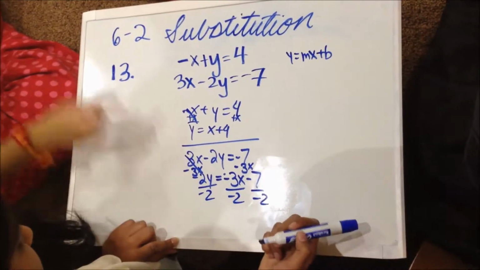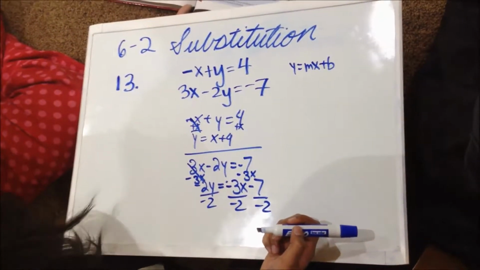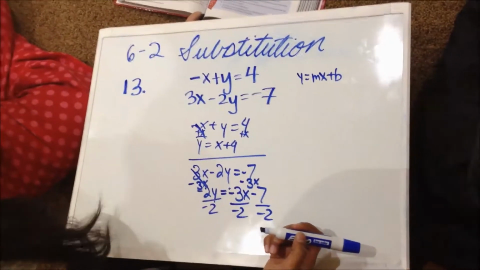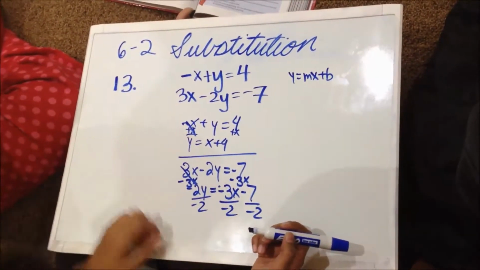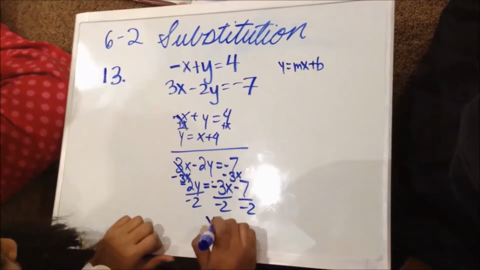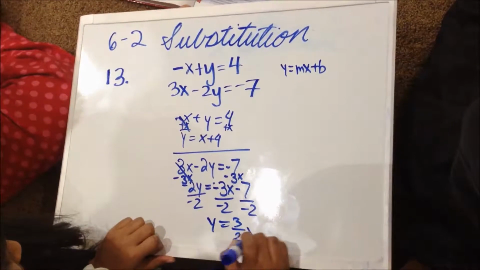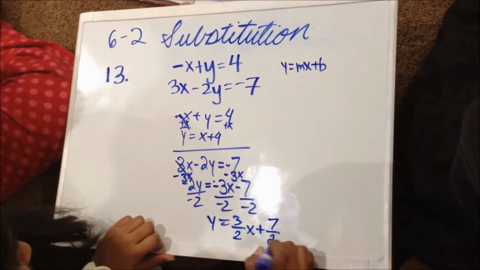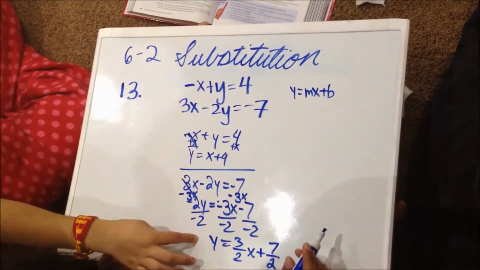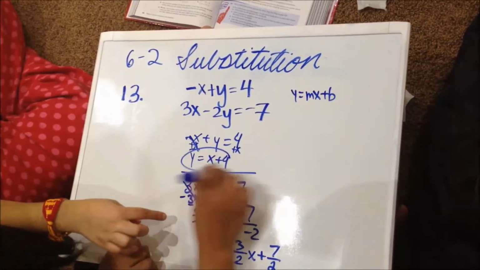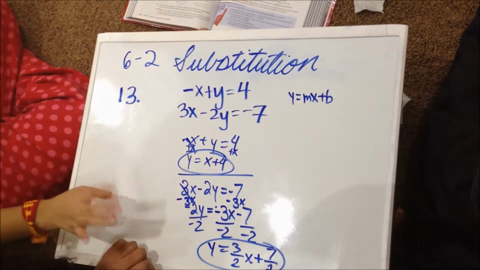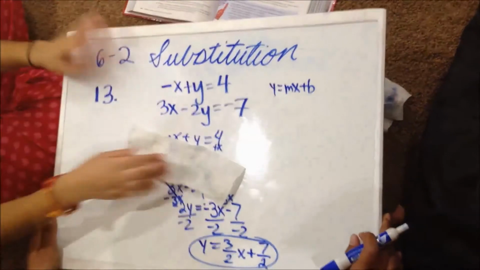Wait, can you explain why you divided by negative 2? So I could get the variable by itself, to get y by itself. Okay, got it. So it would be y equals 3 over 2x plus 7 over 2. Okay, so now that is the second equation. Yeah, so this is the first one. This is the second one. Okay, got it.